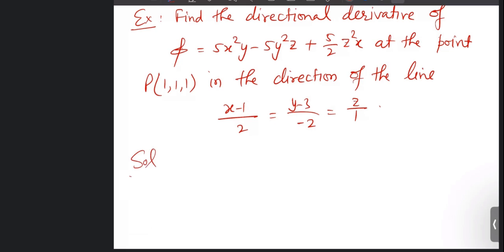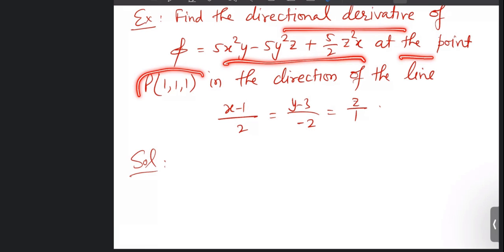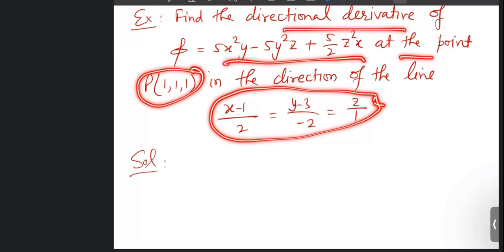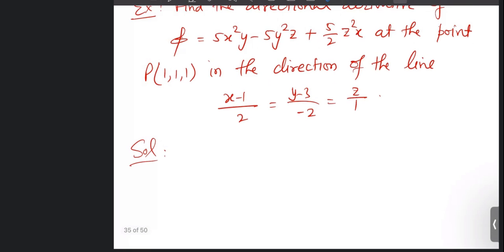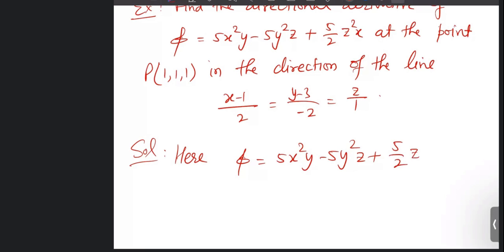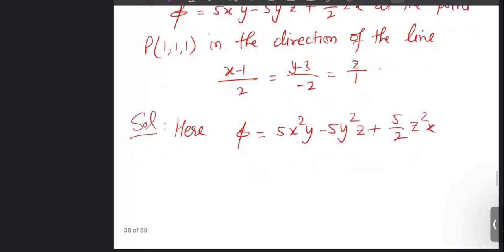Now let us consider the solution. Our aim is to find the directional derivative of this phi at this given point in the direction of this line. It means in that direction, a unit vector is to be determined first. And for the directional derivative, gradient of phi is also required. Here phi is equal to 5x square y minus 5y square z plus 5 by 2 z square x. Consider the gradient of phi.